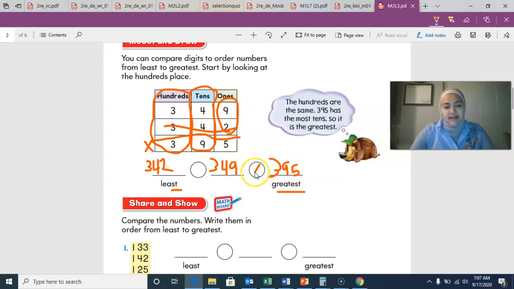And which way is the alligator going? The alligator is always hungry and he wants to eat the biggest number. So his mouth is towards the biggest number. That's the less than sign.